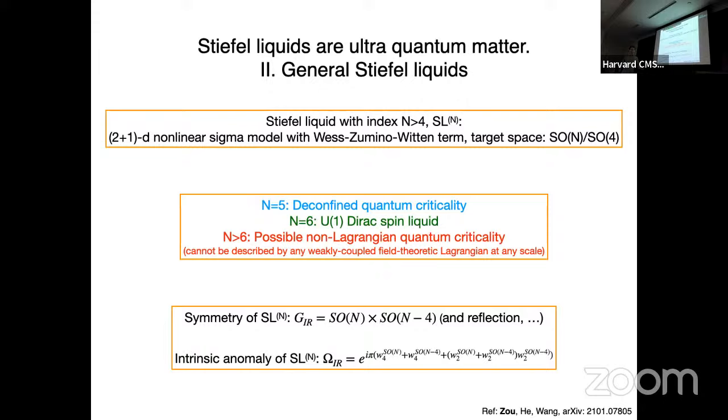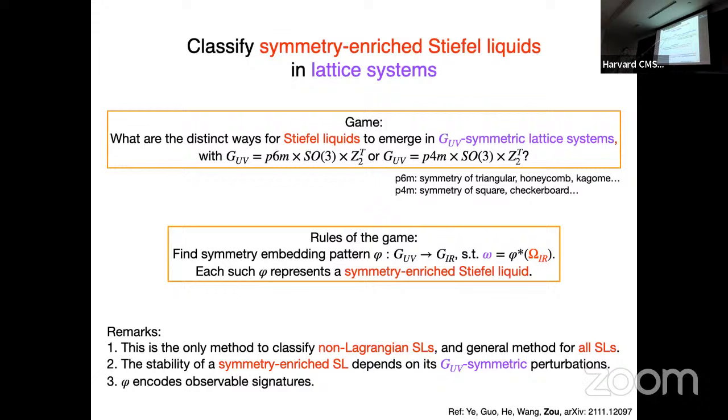Okay, now I would like to classify them. The more precise question is, what are the distinct ways for a stable liquid to emerge in some lattice system that has a G_UV symmetry? To be concrete, here I will take G_UV to be either this symmetry or that symmetry. So here, SO(3) is some spin rotational symmetry. Z_2^T is time reversal symmetry. P6M is the symmetry of the triangular lattice, honeycomb lattice, and the kagome lattice.